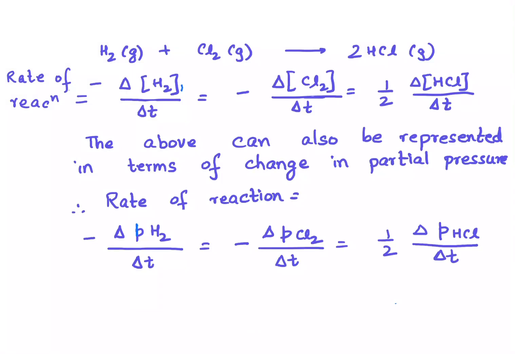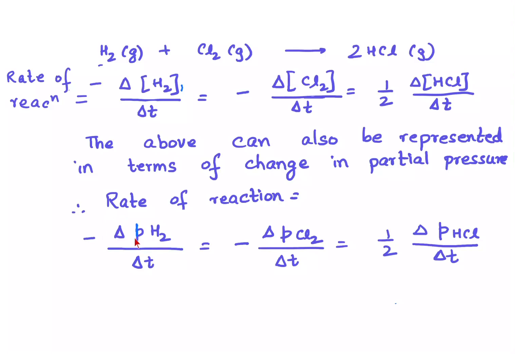So in the previous video we did the reaction hydrogen gas combining with chlorine gas to give us 2HCl gas, and we had also written the rate of the reaction in terms of the change in the concentration of the reactants or change in the concentration of products. Now, since this particular reaction involves gaseous reactants and gaseous products, we can also express the rate of this reaction in terms of pressure. And not just pressure, we're going to express it in terms of the change in pressure.